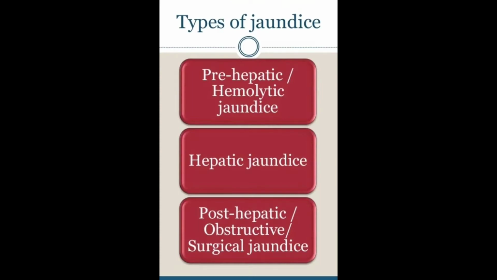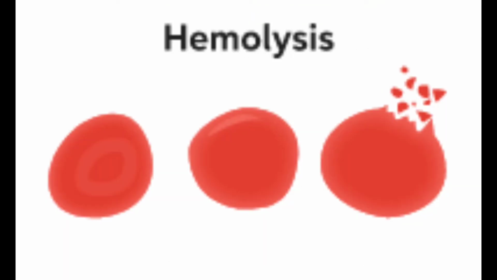Now let's move to the types of jaundice. There are three types of jaundice: prehepatic, which is also known as hemolytic, second is hepatic, and third is posthepatic, which is also known as obstructive and surgical jaundice. Now let's discuss prehepatic jaundice, which is also known as hemolytic jaundice.